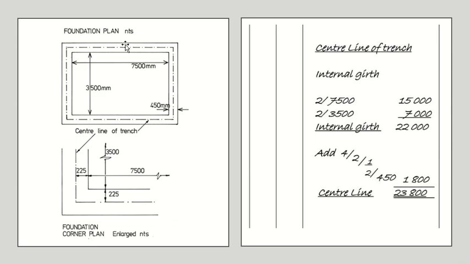Okay, so you see the top plan, the internal dimensions are given. If you want to calculate the internal girth, it will be 2 times of one, 2 times the other. You add them together, you get the internal girth, which is 22 meters. Okay, and then you will do this. Each wall is 450 millimeters. Total is wall. So 4 corners, 2 walls, into half of the thickness. Clear? Okay.